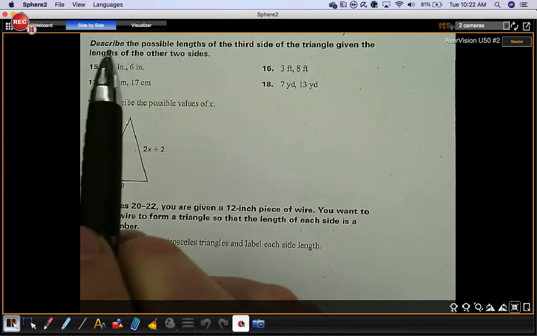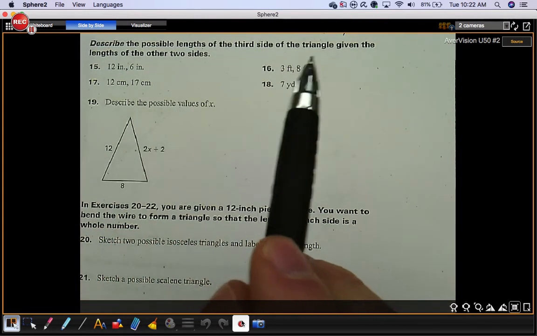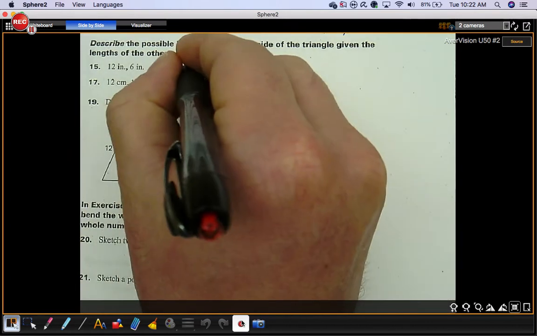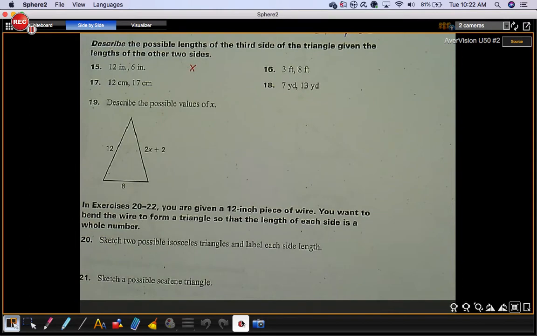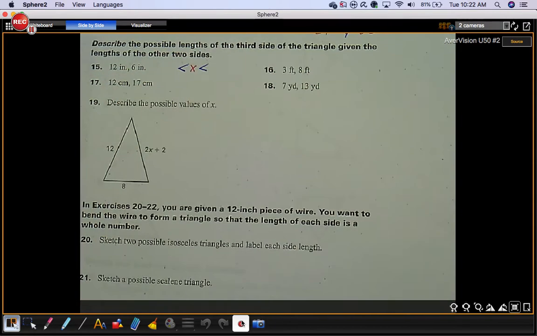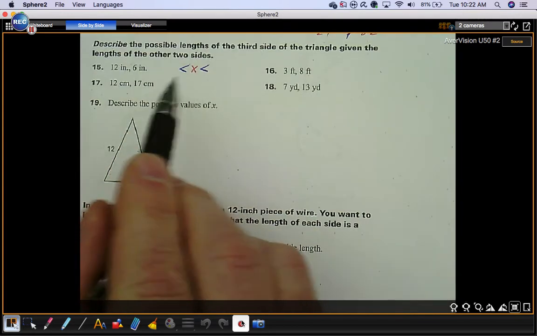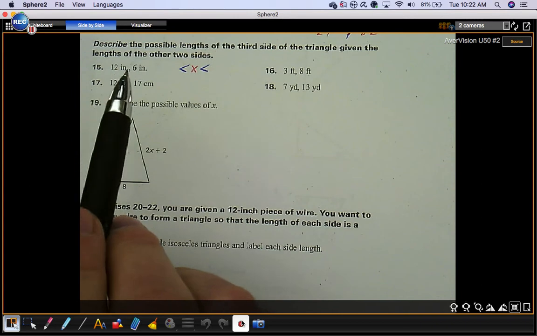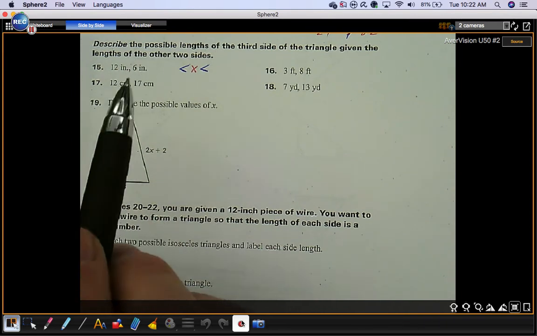15 through 18, we're going to describe the possible lengths of the third side of the triangle given the lengths of the other two sides. So we're going to call our third side x. X needs to be bigger than something and less than something at the same time. This is a compound inequality. We're finding a range of values. There's no one answer to this. We're finding all of the possible lengths. And here's how you do it.